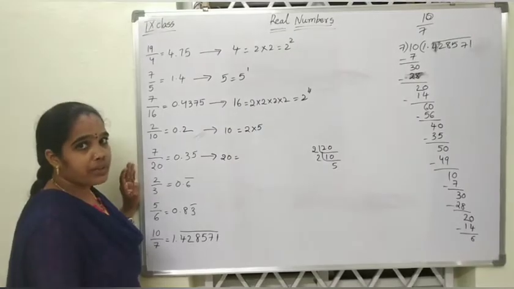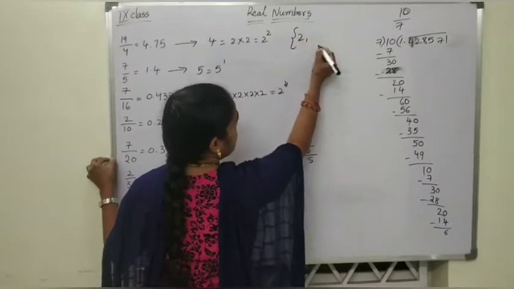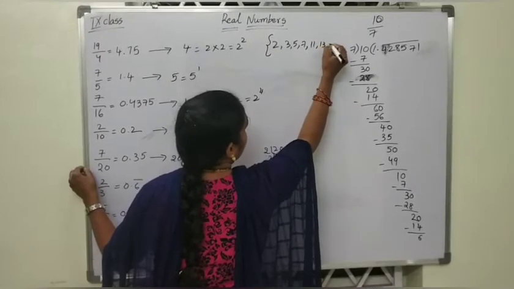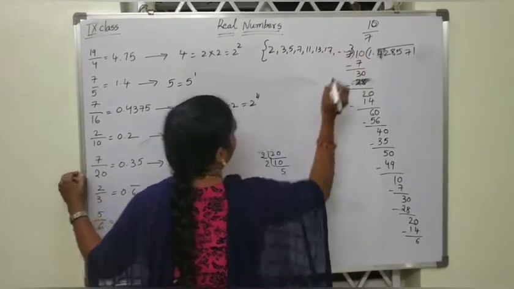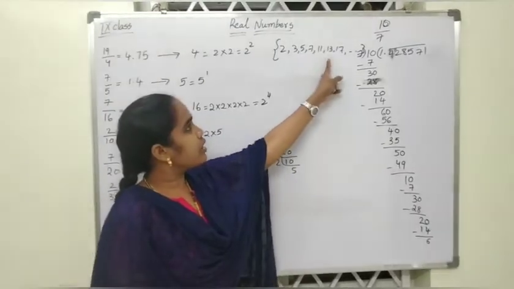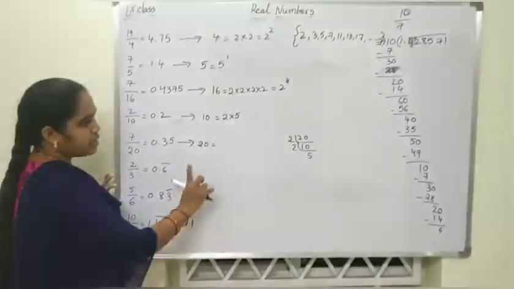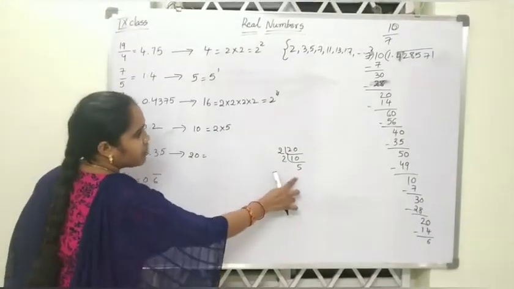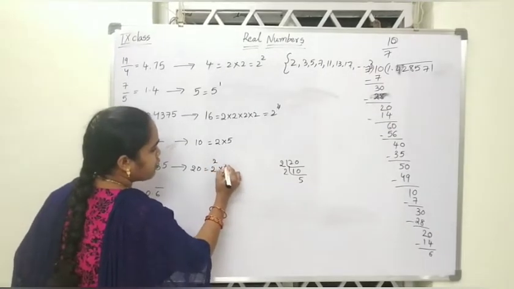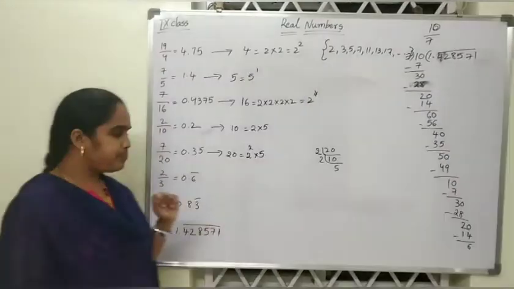First of all, do you know what primes are? Here I will give the list. Prime numbers: 2, 3, 5, 7, 11, 13, 17 and so on. Remember these numbers. These are the prime numbers. So as a product of prime numbers, 20 is written as 2 into 2 into 5, that means 2 square into 5. Yes, two 2s and one 5.